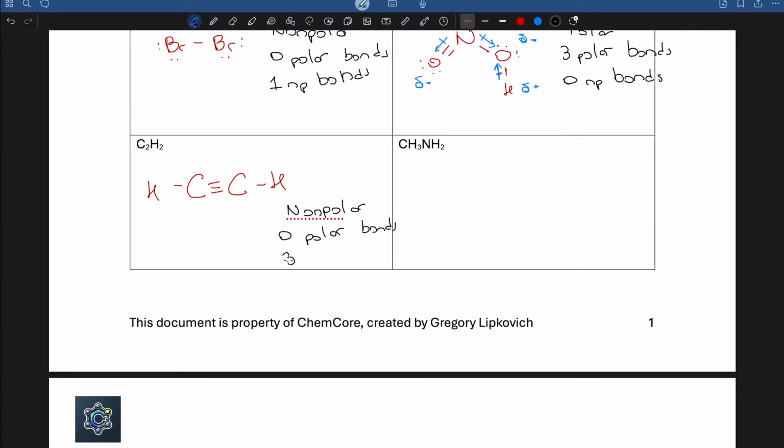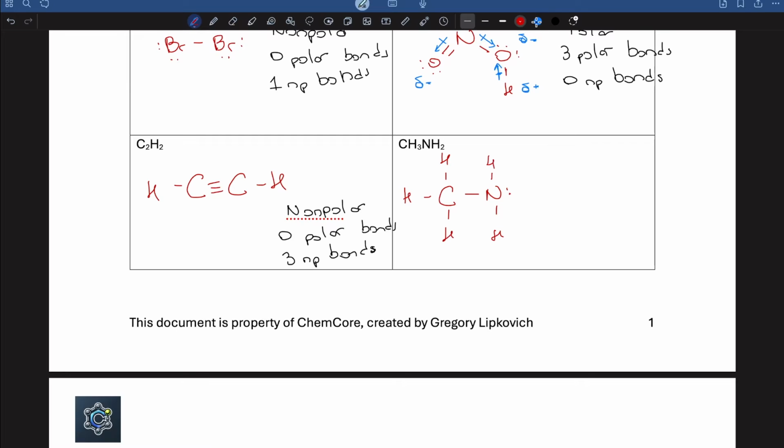And we have 3 nonpolar bonds. The next structure is CH3NH2. We're going to have carbon surrounded by hydrogens on the left side, connected to nitrogen over here, which we should also draw correctly. We'll have a lone pair next to it, as it's used to. Everything has exactly what it wants.